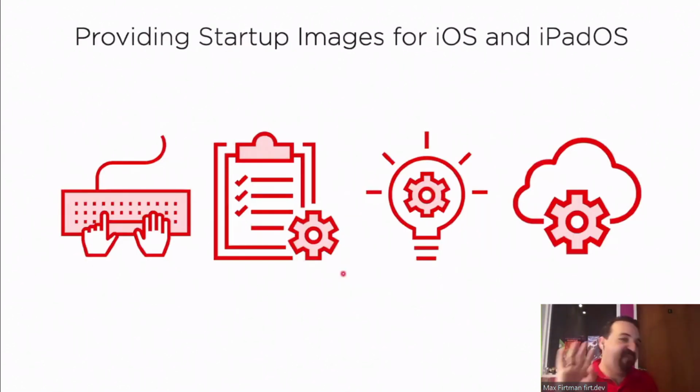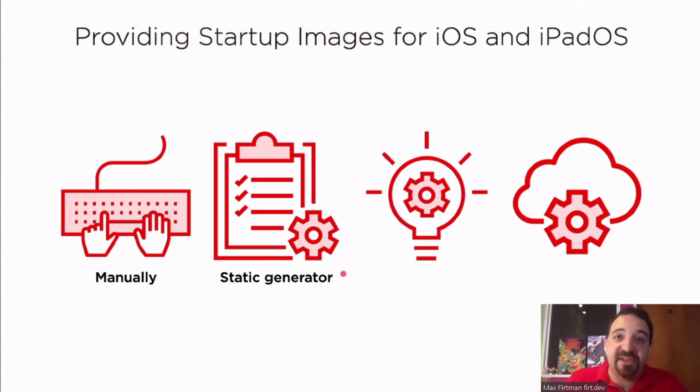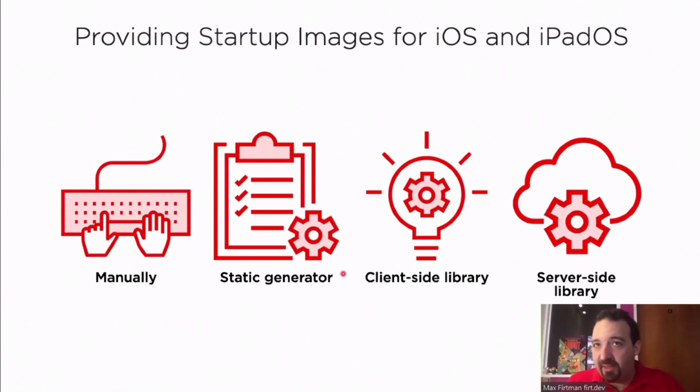So we have 4 ways to solve the problem. Yeah, we can manually create all the PNG files and define all the links with a media query inside. I don't want to get too deep here. You can use a static generator, okay, a client-side library, or a server-side library. Because we have only 45 minutes today, I'm going to just show you one solution, the static generator, but there are more options available.